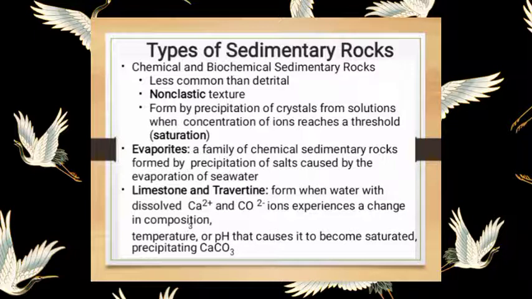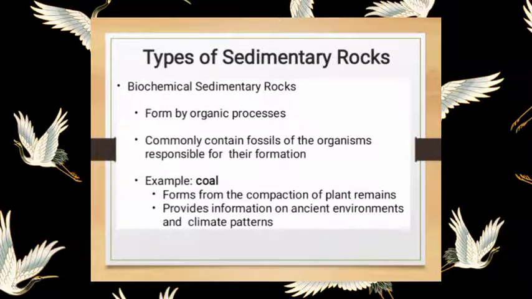Limestone and travertine form when water with dissolved Ca2+ and CO3 2- ions experiences a change in composition, temperature, or pH level that causes it to become saturated, precipitating CaCO3. The biochemical sedimentary rocks formed by organic processes commonly contain fossils of the organisms responsible for their formation.